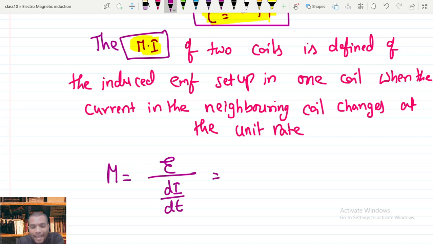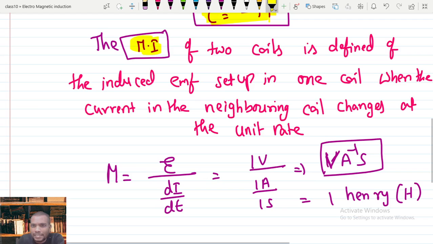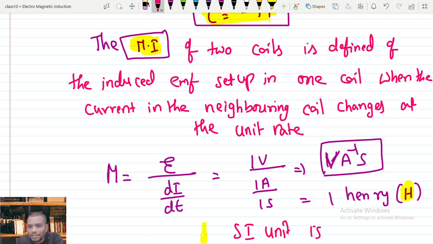Now if we write its SI unit, the EMF unit is volt, the current unit is ampere, and the time unit is second. So the expression becomes volt, ampere inverse and second, which is known as 1 Henry, denoted by the capital H as its symbol. So the SI unit of mutual inductance is Henry.